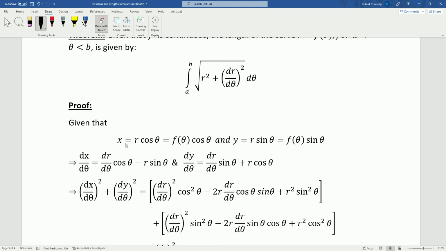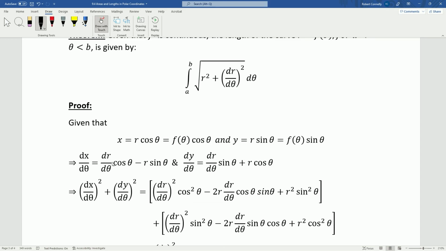Well, x is equal to r times cosine of theta, which is f of theta cosine of theta, and y equals r times sine of theta, which is f of theta sine of theta. So if I take dx/d theta, I have to apply some product rule here. We get dr/d theta cosine of theta minus r sine of theta. And then dy/d theta equals dr/d theta sine of theta plus r cosine of theta. So all we're doing there is just applying the product rule to these derivatives. Now, if we take these two things and square them and add them, what do we get?